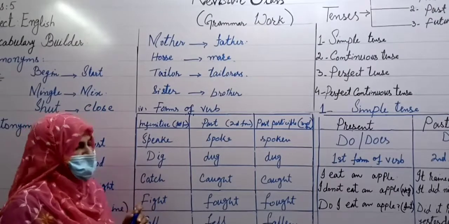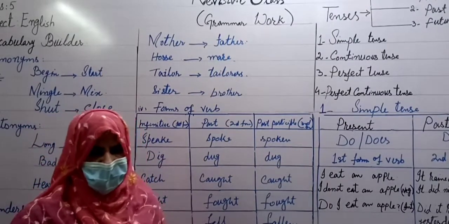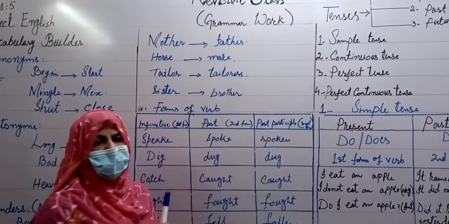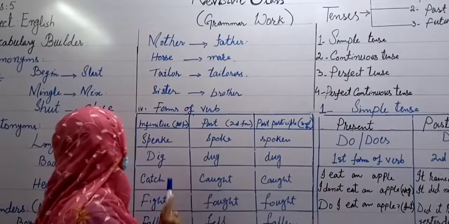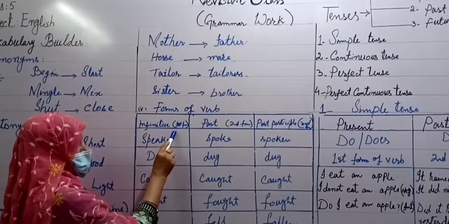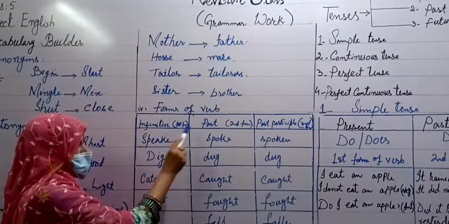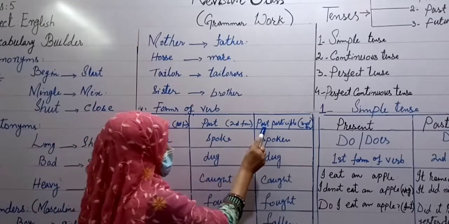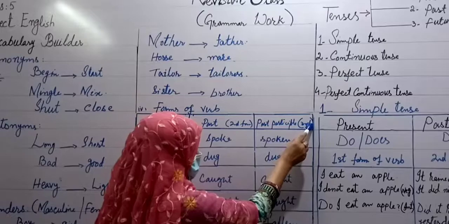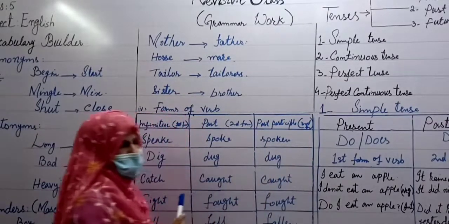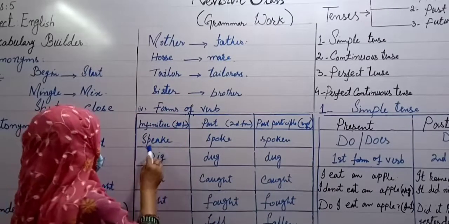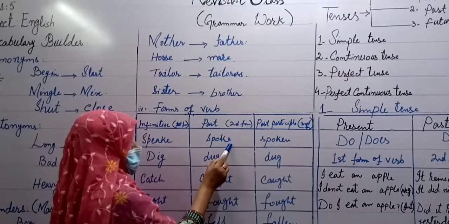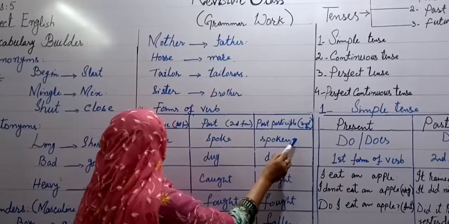Basically, verb has three forms. This is called the forms of verb. These three forms of verb are named: infinitive, that is the first form of verb; past, the second form of verb; past participle, the third form of verb. Look at example. Speak, spoke, spoken.